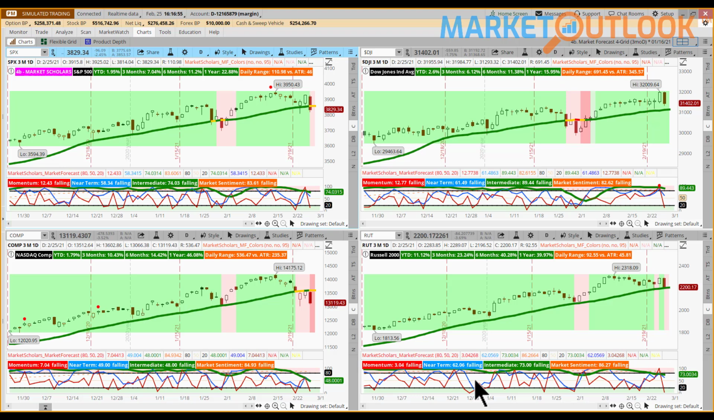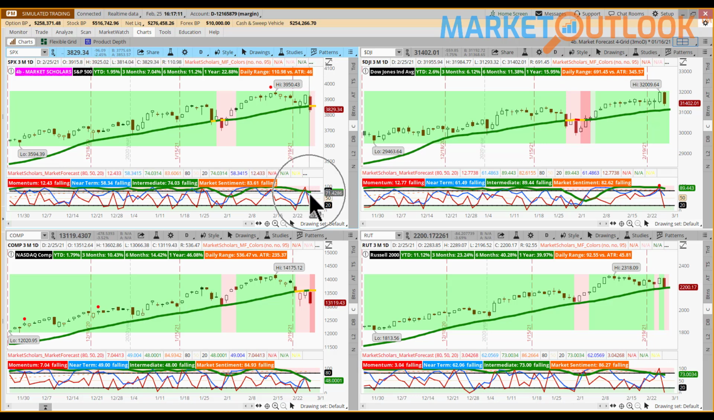That changed. We now have a bearish posture on the S&P 500 according to the market forecast technical indicator. Specifically, the indicator I'm referring to is down below here, and we're using this green intermediate line to help gauge what our posture is.